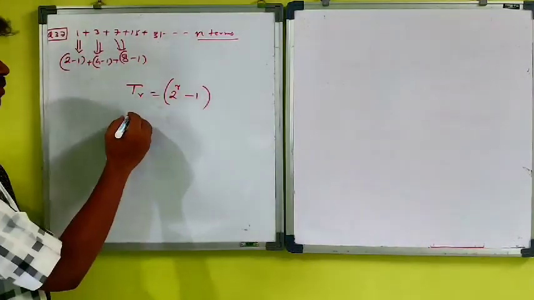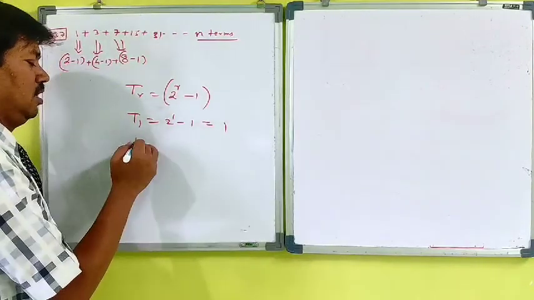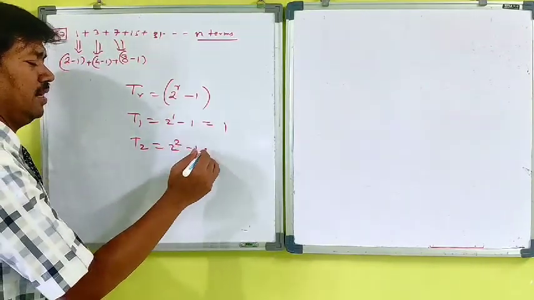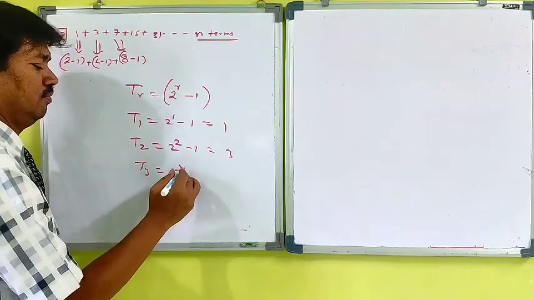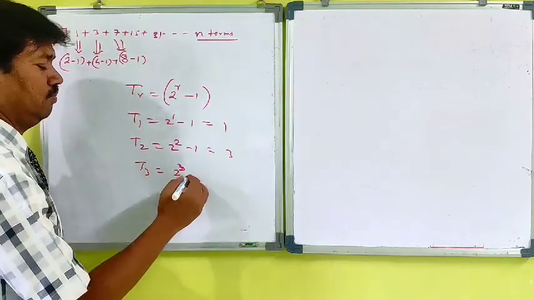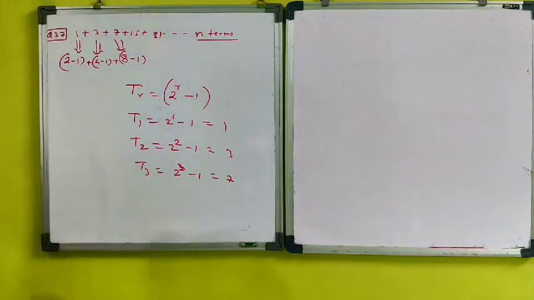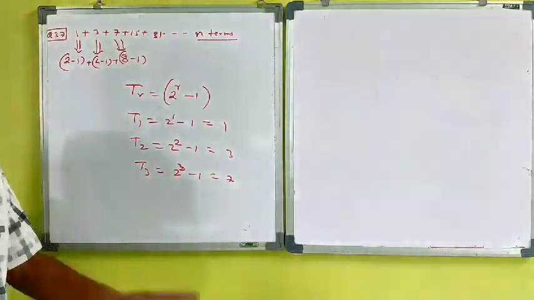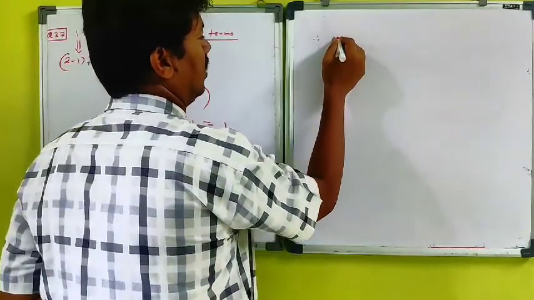Because if we put T1, it will be 2 to the 1 minus 1, that is 1. T2 is 2 square minus 1, which is 3. T3 is 2 cube minus 1, which is 7. So it is 1 plus 3 plus 7 and 15 in all. So this is the required summation.